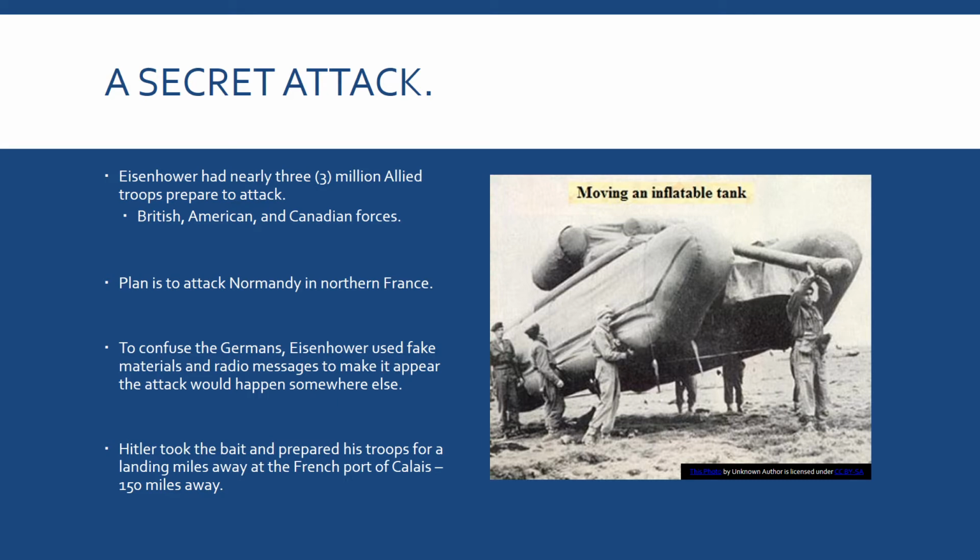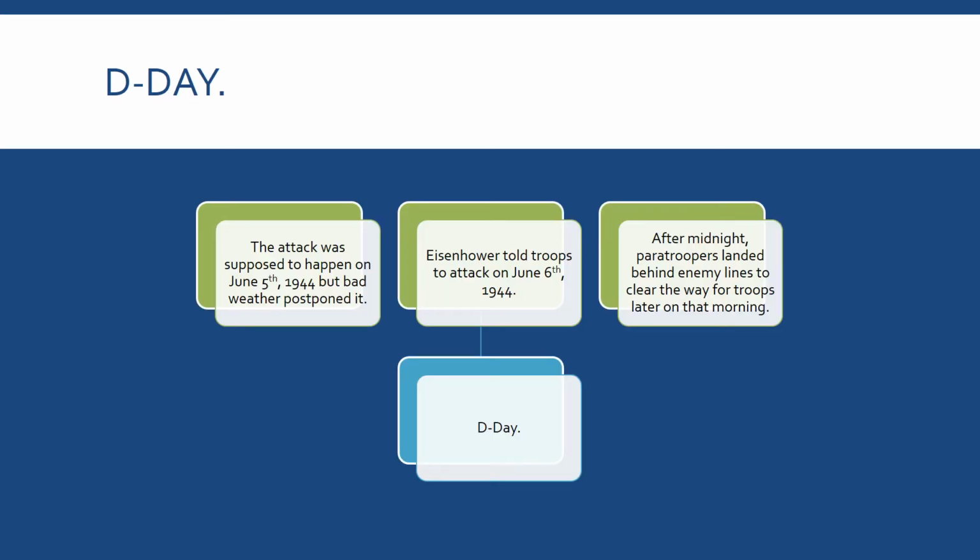And Hitler actually takes the bait when he learns of this and prepares his troops for a landing at the French port of Calais, which is 150 miles away from Normandy. Now, the attack was supposed to happen on June 5th, 1944, but bad weather postponed it. Eisenhower told the troops then to attack on June 6th, the following day, 1944. And this will become known as D-Day.